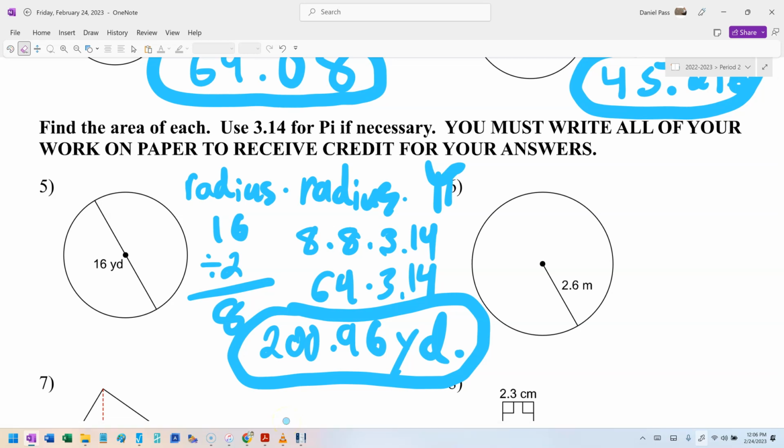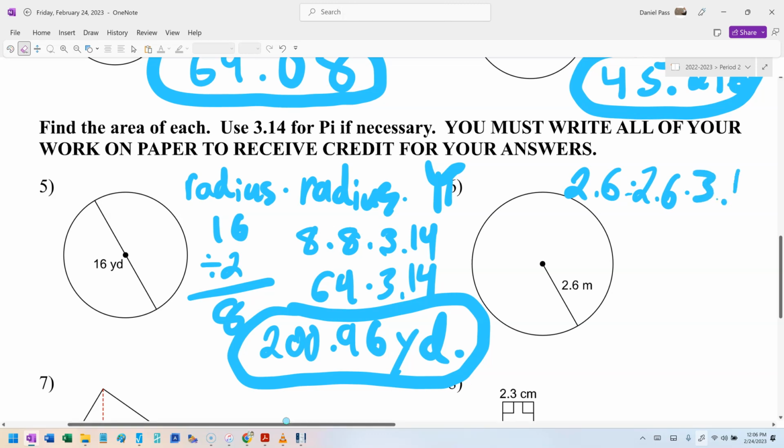Okay. How do you do number 6? You have to do radius times pi. Okay. Did they give us the radius? Yes. So we don't need to divide by 2 first. Yeah. And so you do 2.6 times 2.6 times pi. And you get... Well, let me write 3.14. So what is 2.6 times 2.6?